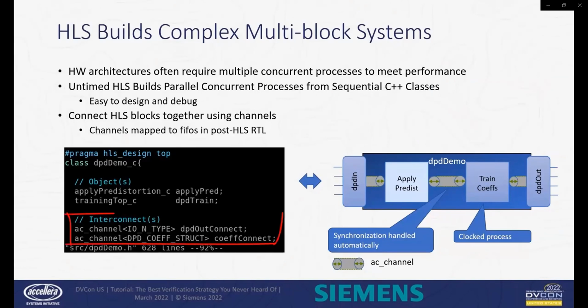Highlighted here are some of the channels within our DPD design, and note how HLS automatically handles synchronization between the blocks, namely replacing the channels with FIFOs in the post-HLS RTL.